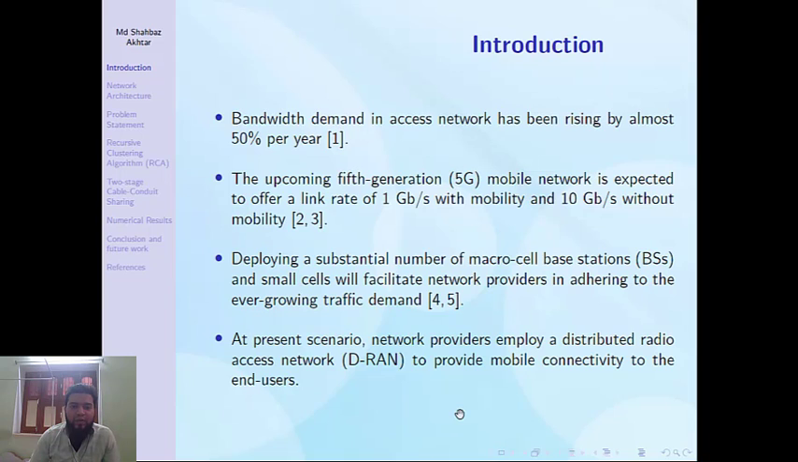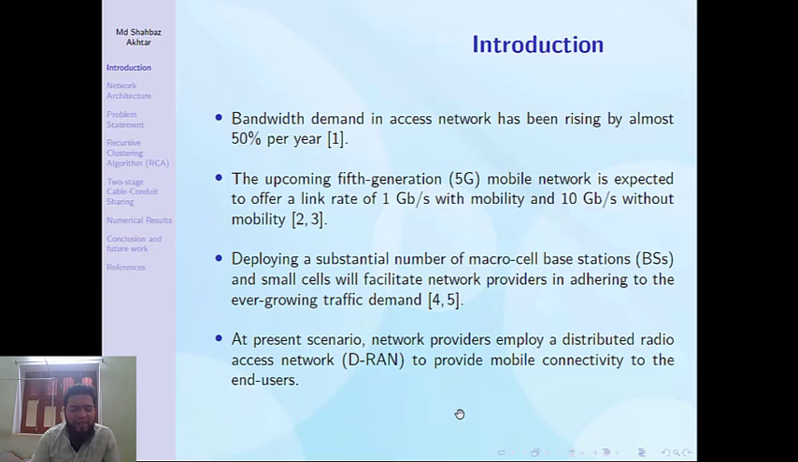In the access network, we all know that due to the innovation of different data-centric applications, the network providers are striving hard to fulfill the traffic demand of the users. Currently we are living in the fourth generation of mobile network, and the fifth generation is on the way. We are expecting that the fifth generation will have a dedicated data rate of 1 Gbps to the mobile user, and 10 Gbps for stationary data without mobility.